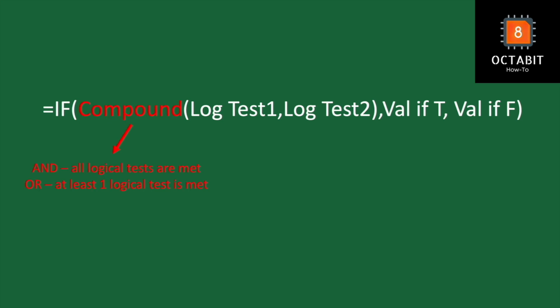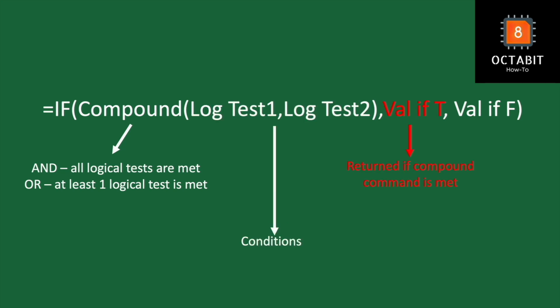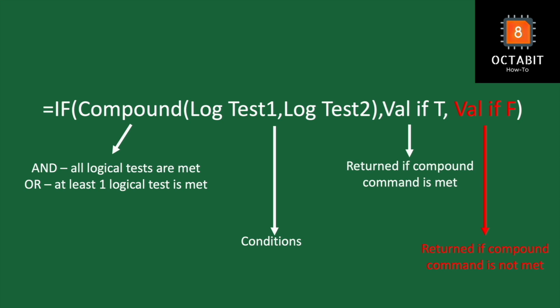Breaking down the components of the formula, your compound command may be, and, if you need your value if true returned if all of your logical tests are met. Or it could be, or, if you need your value if true returned if at least one of your logical tests is met. Your logical tests are your conditional arguments. Note that your logical test 1 will always be prioritized and will be checked first and so on. The value if true is the value to be returned if your compound command is met, and the value if false is returned if your compound command is not met.